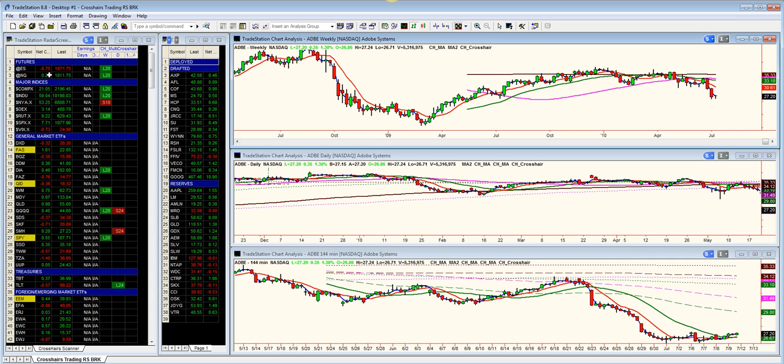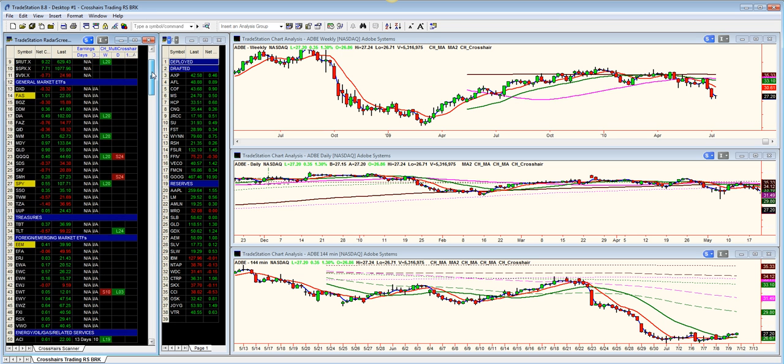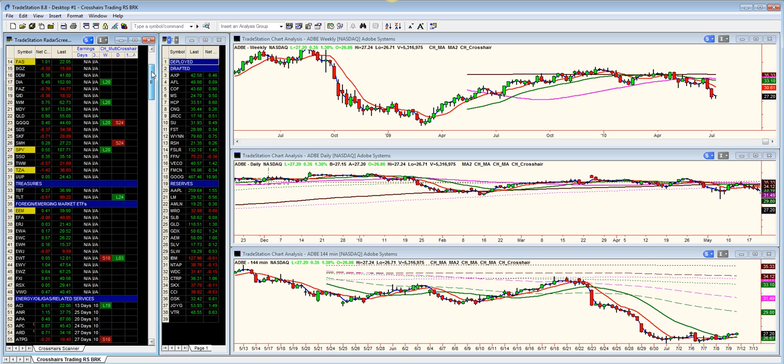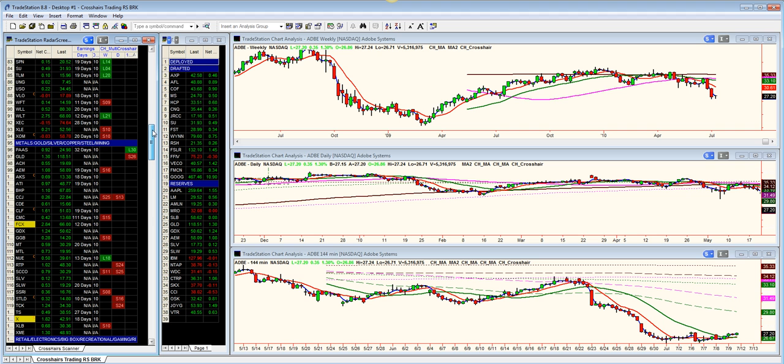In the far left hand side here is the TradeStation radar screen, and the way I've developed this here is whenever there is a trade, whether a long or a short, it will give me an indication here, and then I can look at the chart.